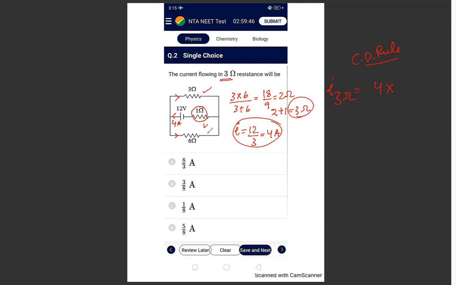4 into the parallel one, that is 6, divided by 6 plus 3. So it is coming as 24 by 9. So 24 by 9 is coming as, 3, 8, and this one is 3. So this is coming as 8 by 3 ampere. So this is a very easy question.